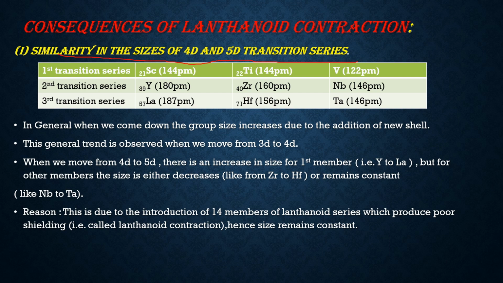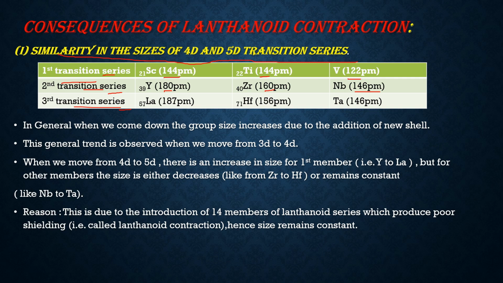Now there are three series: first transition series, second transition series and third transition series, that is 3d series, 4d series and 5d series. Now look here, the first member of 3d series is scandium, 4d series is yttrium, 5d series is lanthanum. When we move from first transition series to second transition series, there is increase in size. You can see scandium 144, yttrium 180, titanium 144, zirconium 160 and vanadium 122, niobium 146. So there is constant increase in size. This is due to the introduction of new shell as usual.